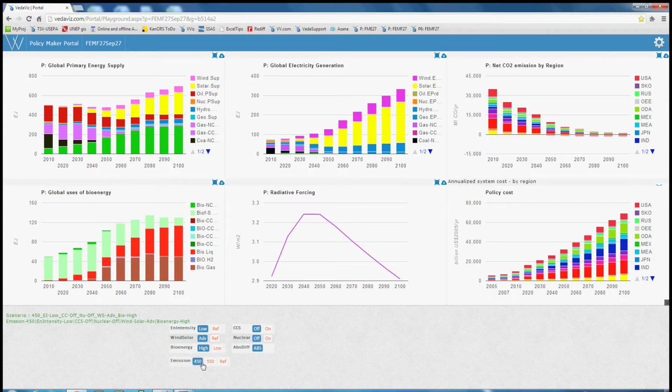Emissions, 3 levels, 450 ppm, 550, and a reference level. CCS is available or not. Nuclear is available or not. So all these actually make 96 scenarios, because 2 into 2, you multiply all these and you have 96 scenarios, which have already been run.